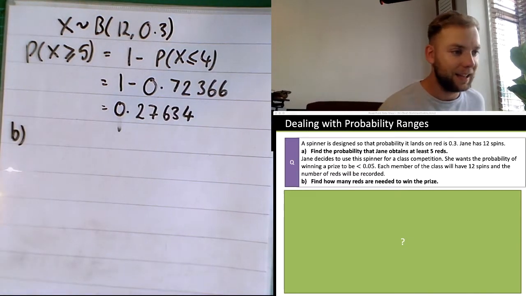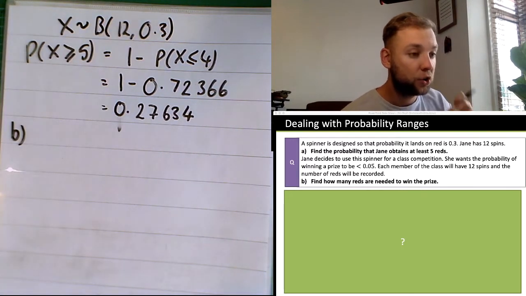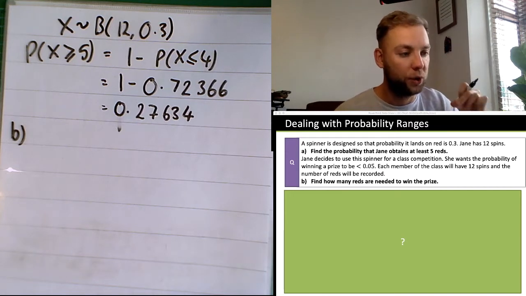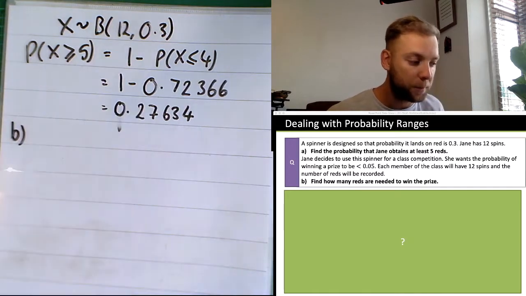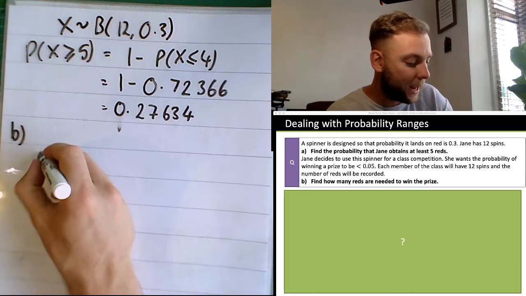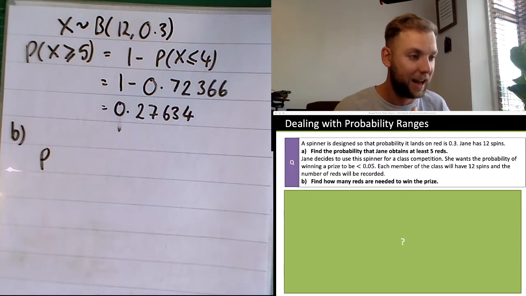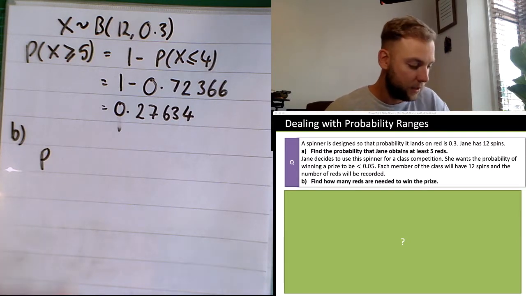So we've worked out that first part, but it's this second part which is tricky. Now, what she's saying here is that she wants a number such that the probability is less than 0.05. Still using this distribution, still using 12 spins, still with a probability of 0.3, but we're trying to find the minimum number of successes she can have so that we get a probability which is less than 0.05.